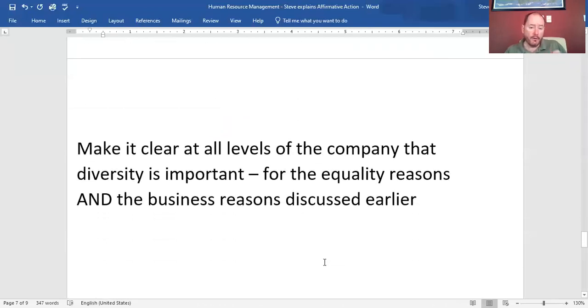So how do you do it? You make it clear at all levels of the company that diversity is important. From the equality reasons that I talked about earlier, and the economic reasons, the business reasons why it's better. So it's better for equality, and it's better for business if you have a more diverse workforce.